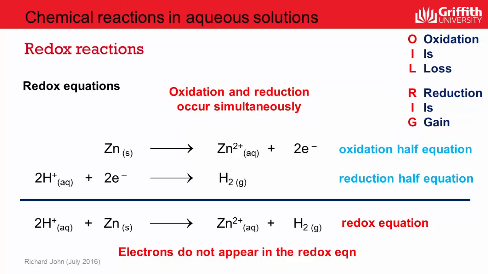Should also mention at this stage that oxidation and reduction occur simultaneously, and so you cannot lose these 2 electrons here without them being gained by something else. And that's actually a consequence of the law of conservation of mass. You'll remember that electrons actually do have mass, so you just can't lose that mass. If one substance loses electrons, something else has to gain those electrons. Oxidation and reduction occur simultaneously.